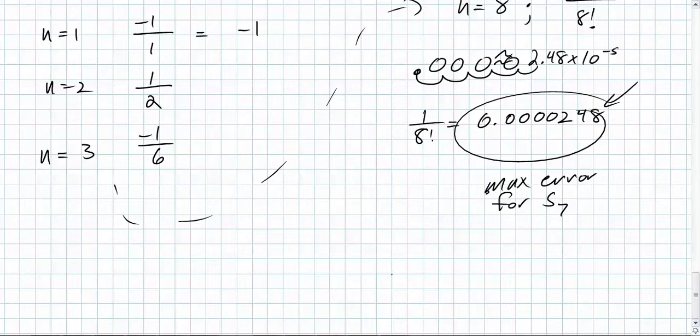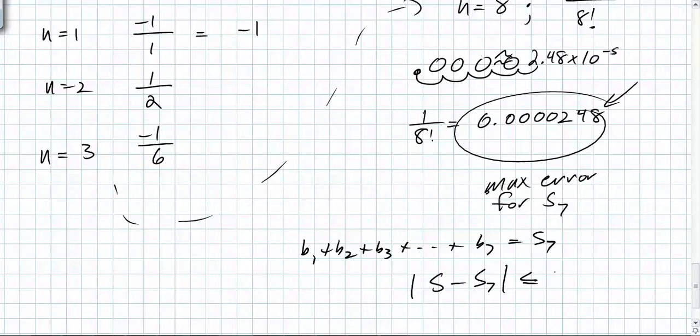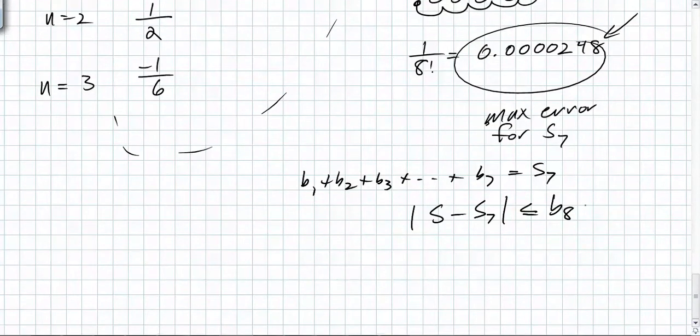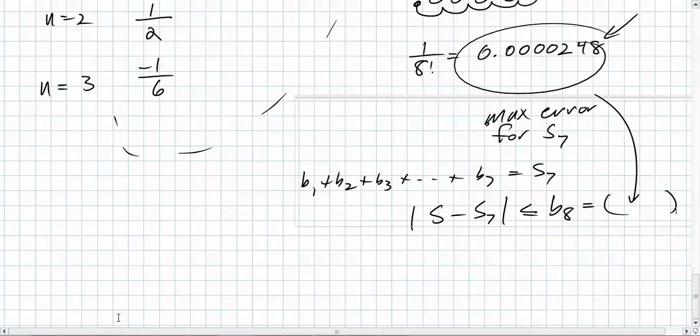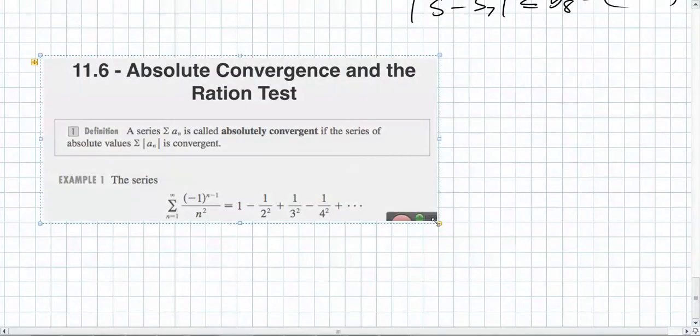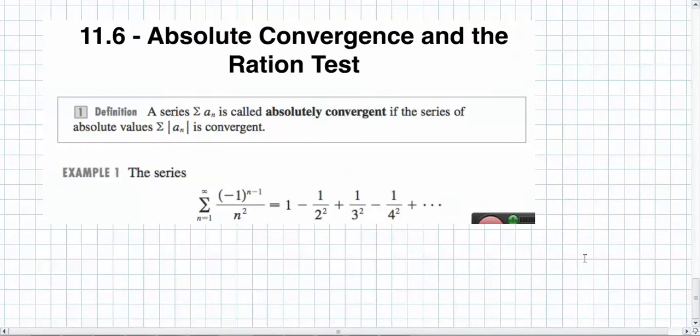To get S7, we need B1 plus B2 plus B3 plus all the way up to B7, which is equal to S7, right? And we know that S minus S7 has to be less than or equal to B8. And we know that that is equal to that right there. Does that make sense? So we know we're 0.00002 away, which is close enough. So if you took your calculator, could you do that and find out that decimal? Yes, you absolutely could.